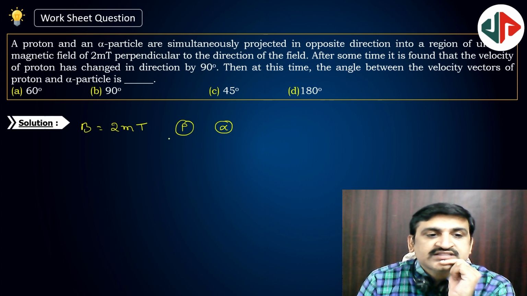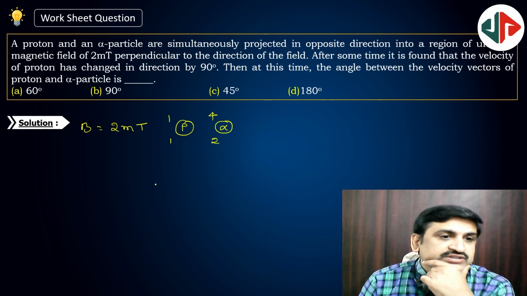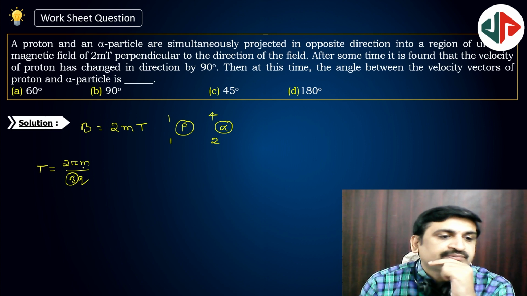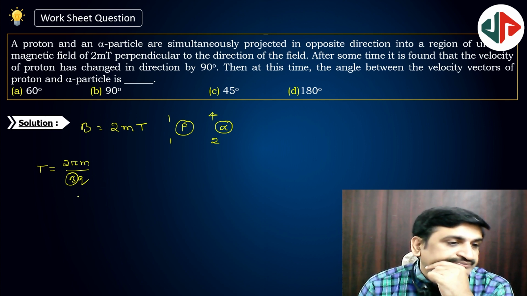Proton mass is 1 unit, charge is 1 unit. Here it is charge 2 units, mass 4 units. So the time period T equals 2 pi m by bq. B is the same, but m by q's are different.